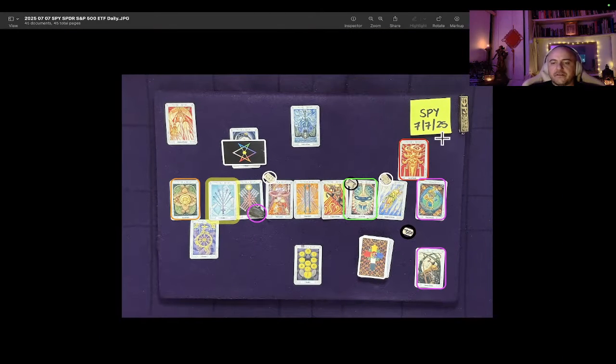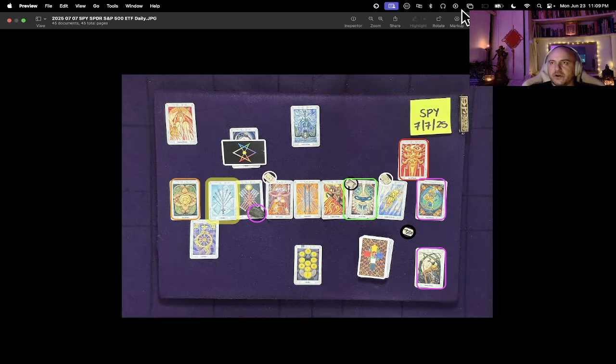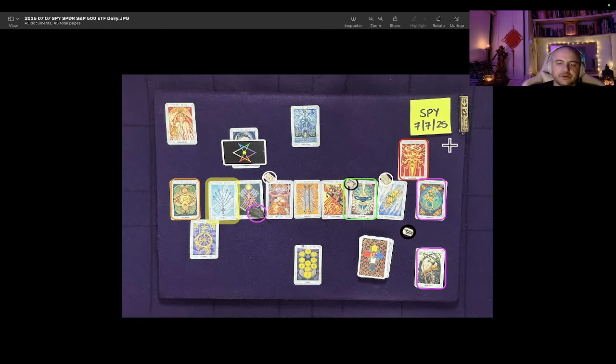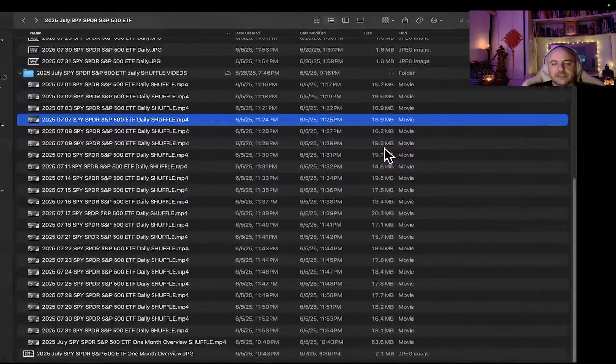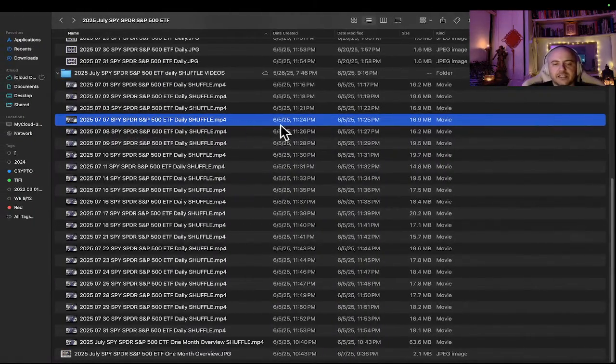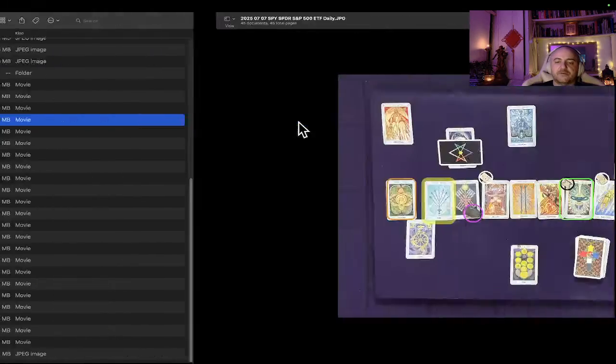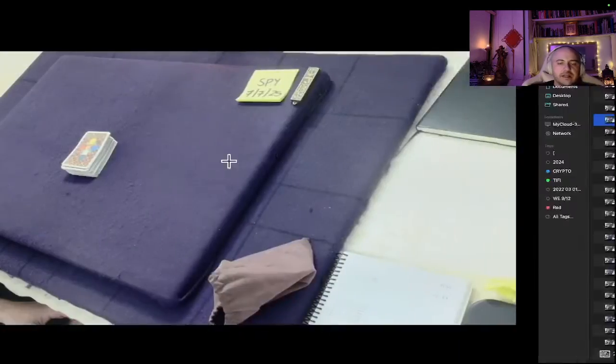This is the S&P 500 SPDR ETF SPY one-day reading for July 7th, 2025. It's currently June 23rd, 2025, 11:09 p.m. Eastern Time. SPY at the time of this reading, 615 cents, that's USD. And the shuffle video for the July 7th reading was created on June 25th, 2025 at 11:24 p.m. Eastern Time. That's this video right here.